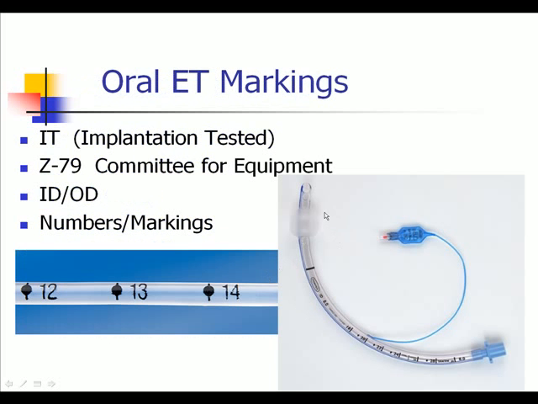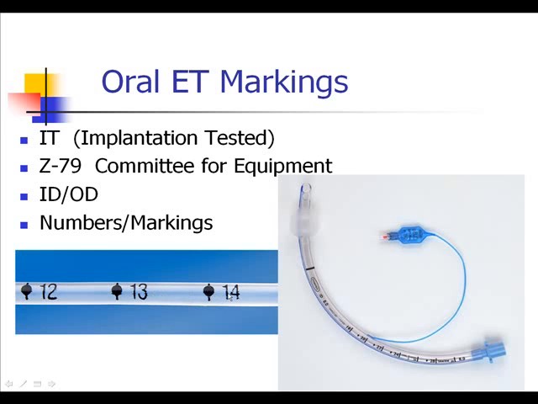If we take a look at your common oral endotracheal tube, you should be able to identify some of the basic markings on the tube. Two of the markings are the IT and the Z79, and those markings indicate that the tube has been implant tested, typically in rabbit muscle tissue for compatibility, and it is in accordance with the National Standards Committee. You'll also see markings on the tube that indicate the length of the tube in terms of where it is in relationship to the lip of the mouth when you intubate someone.